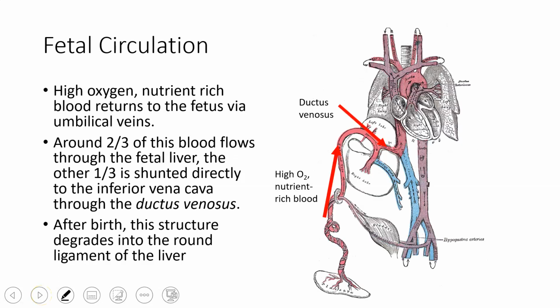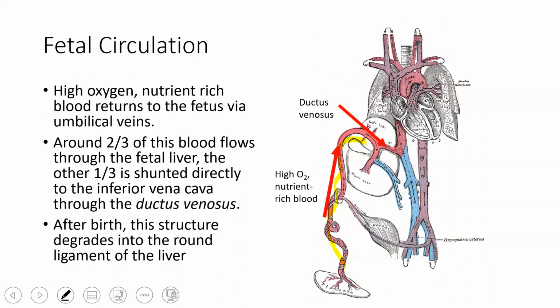So let's look at this. High oxygen blood returns to the fetus through the umbilical veins. So big point here: this is fetal blood. Fetal blood and maternal blood do not mix. This is not maternal blood.